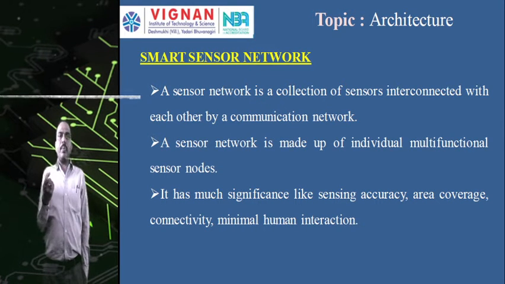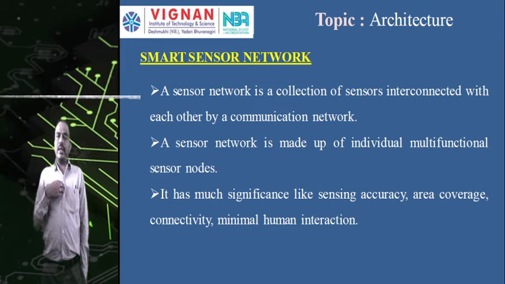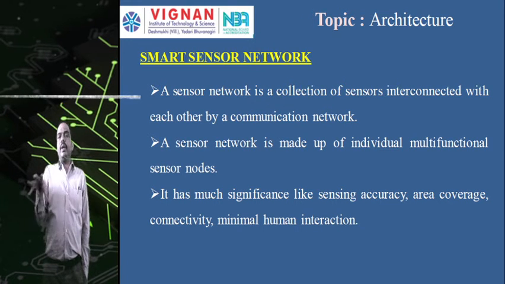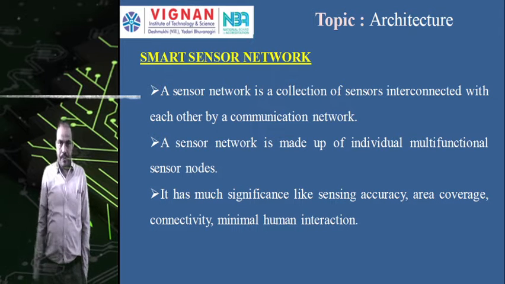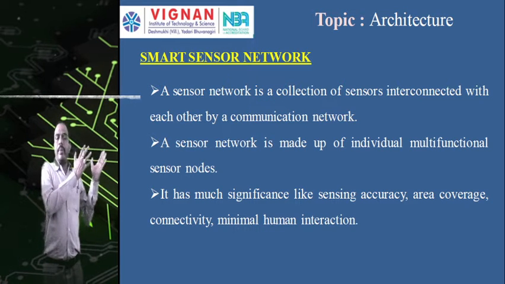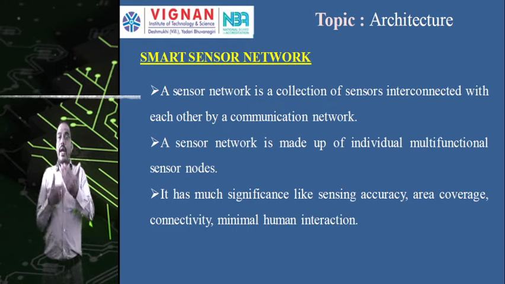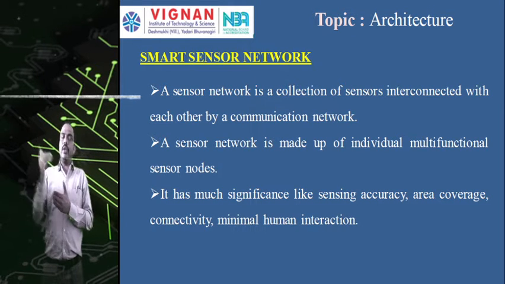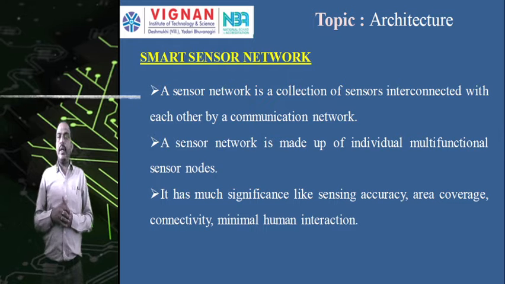This is made up of individual multifunctional sensor nodes. There are different types of sensors. One sensor is used for measuring temperature, another for pressure, like that. All are combined as a group. That is nothing but a sensor network. It has much significance compared to conventional sensors: it has more accuracy, the area coverage is less, more connectivity between the sensors, and minimum human interaction.